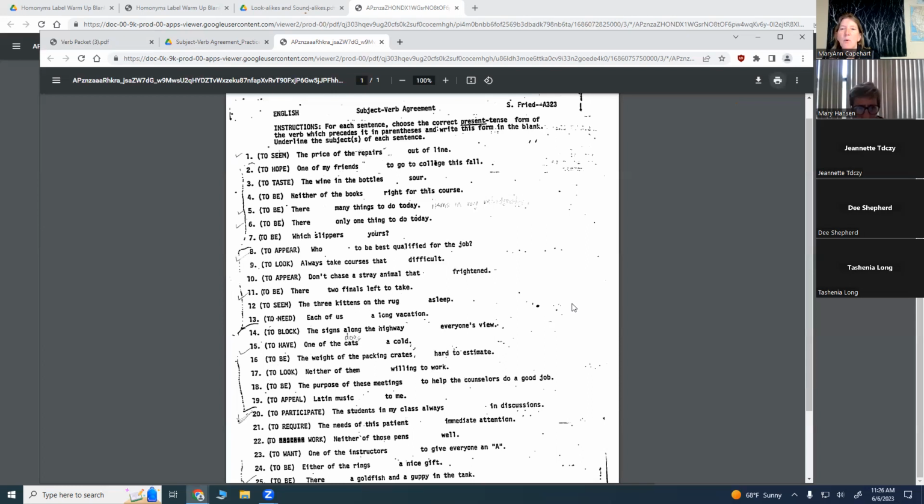Okay. The wine, also singular, in the bottles. What would the verb sound like? Taste sour or tastes sour? Tastes, with the S, because it's a singular subject. So this is kind of a nitty-gritty thing, guys, but it could get you a point or two. And you do need to have it to do writing well.